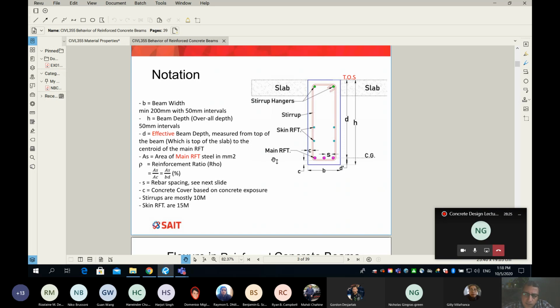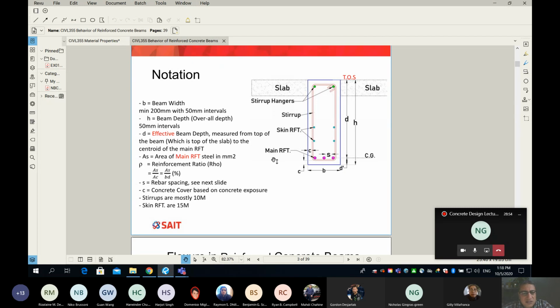There is another depth called D, and you can see I put it in red. So guys, when I color something on my slide, this means you have to pay attention. The D we refer to as effective depth, which is measured from the same point at the top of the slab, but not to the bottom fibers. It is to the centroid, or the center of gravity, of the main reinforcement.